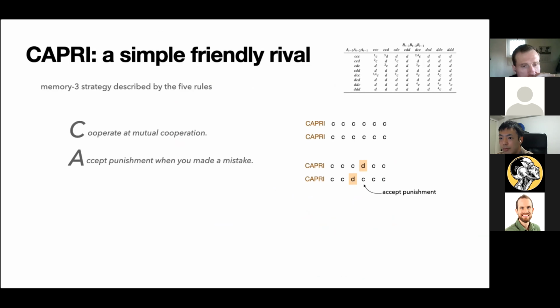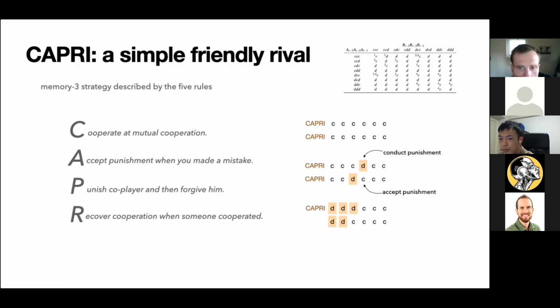The second rule is accept punishment. When you mistakenly defected from mutual cooperation, accept the punishment from your co-player in the next round, and then recover cooperation. The third rule is about punishment. Punish your co-player by defecting once when he defected from mutual cooperation, and then recover cooperation when he accepted punishment.